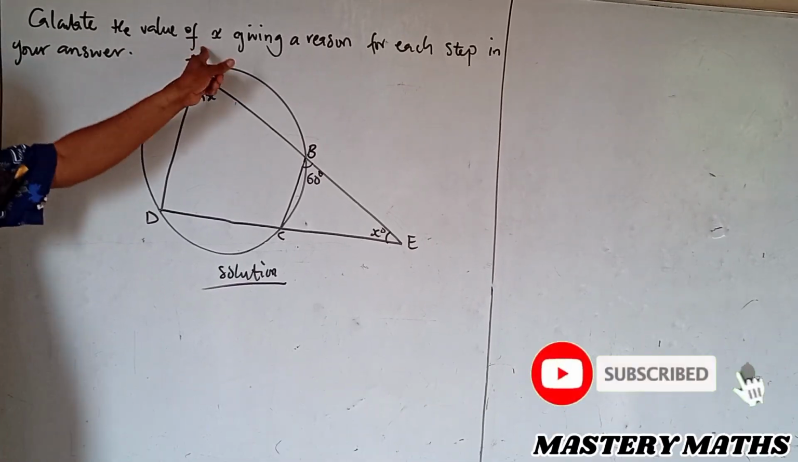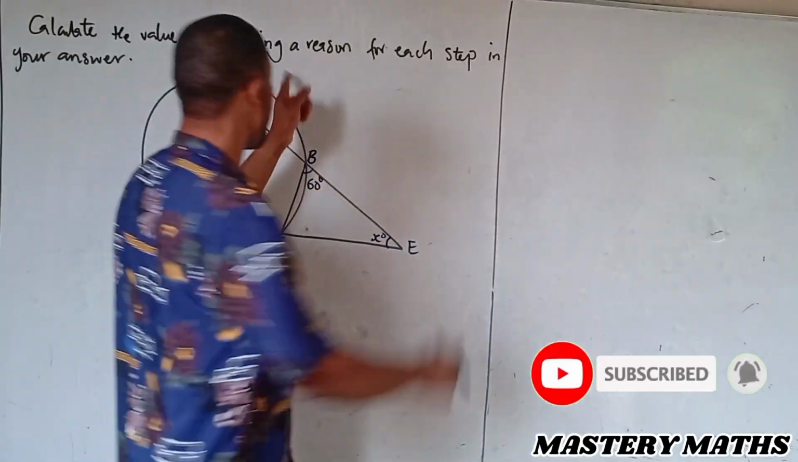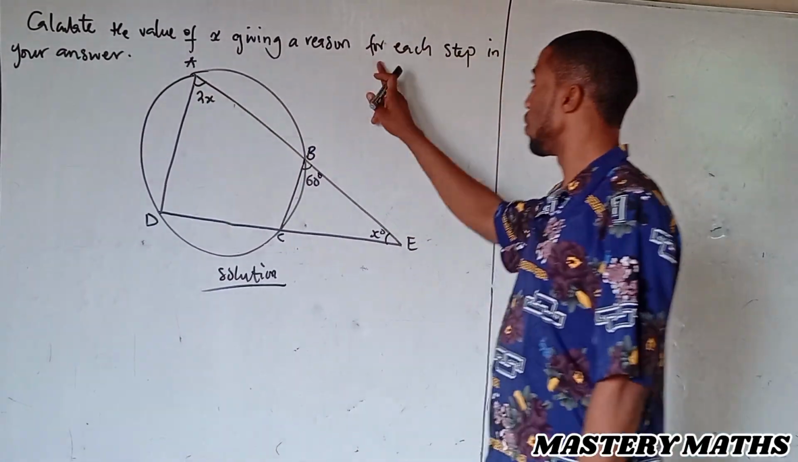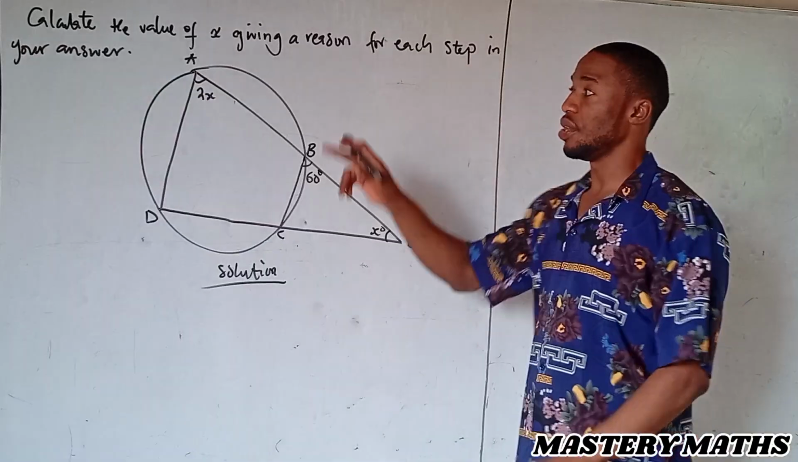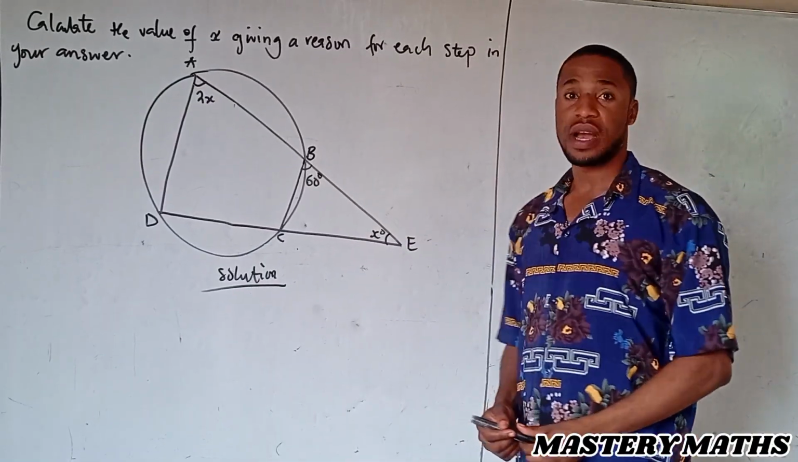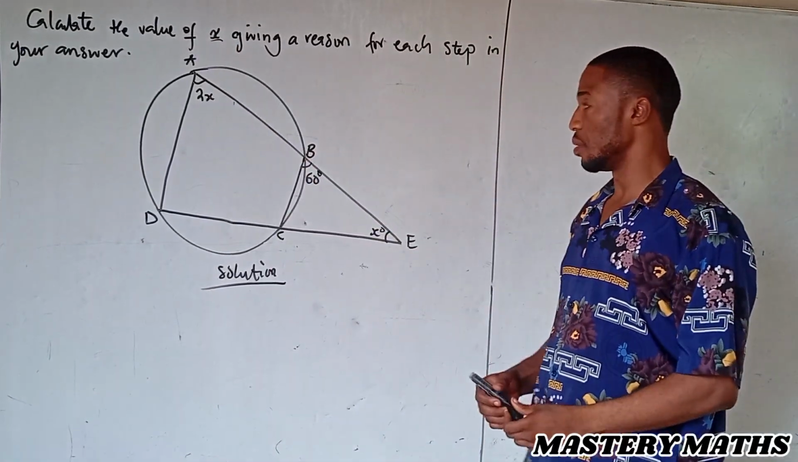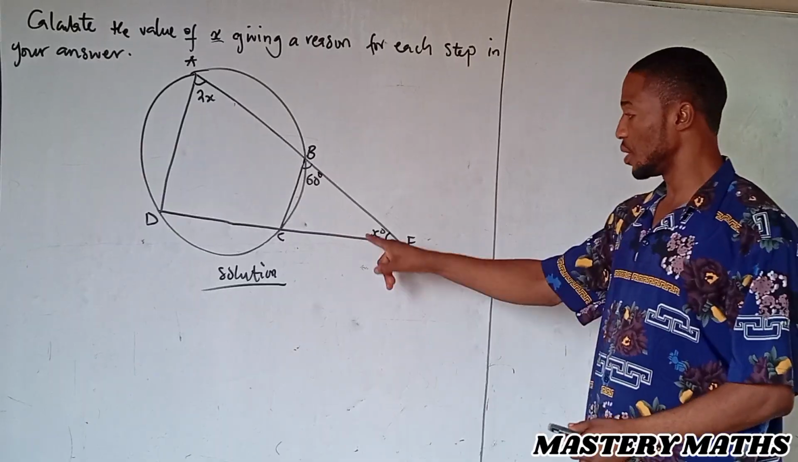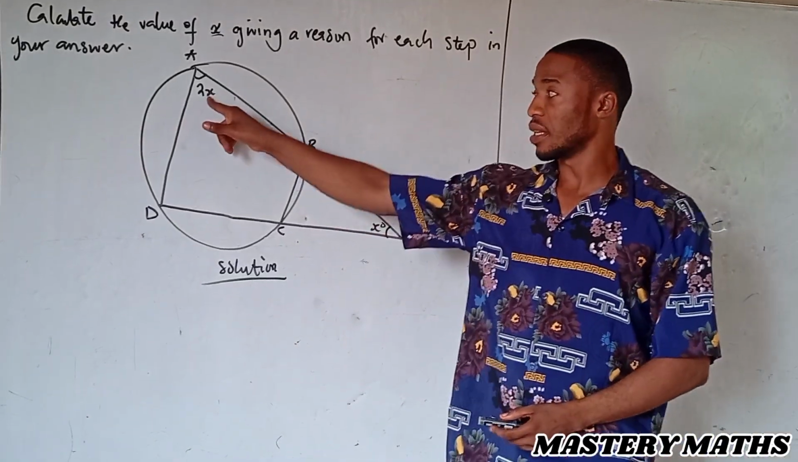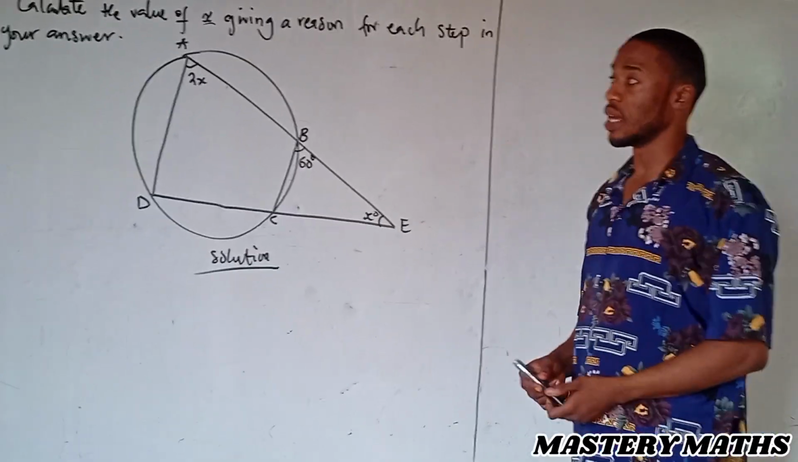Calculate the values of x, giving a reason for each step in your answer. We are asked to calculate for x on the board, which is this x and this x. Now, how do we solve for the x?